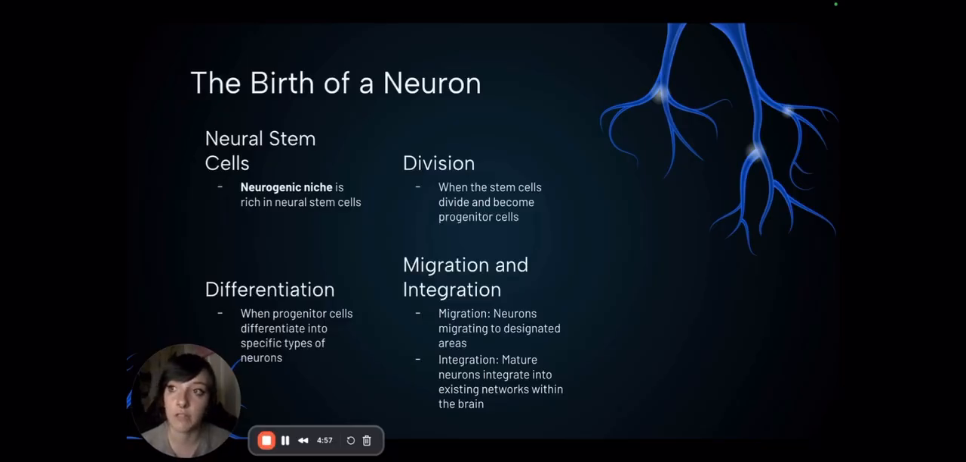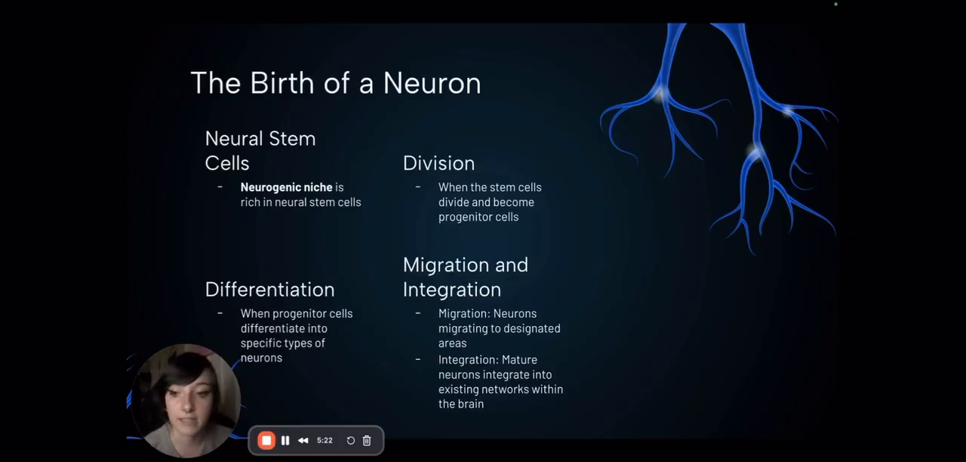The next step of a neuron being born is division. The neural stem cells then divide to make more stem cells, which are now called progenitor cells. Progenitor cells come from a stem cell and have limited capacity to divide into specific but restricted sets of cell types. And then there's differentiation, which is when the progenitor cells differentiate into specific types of neurons.